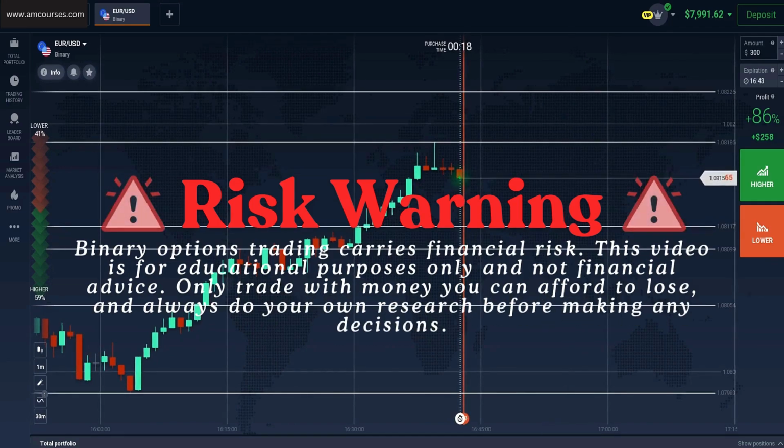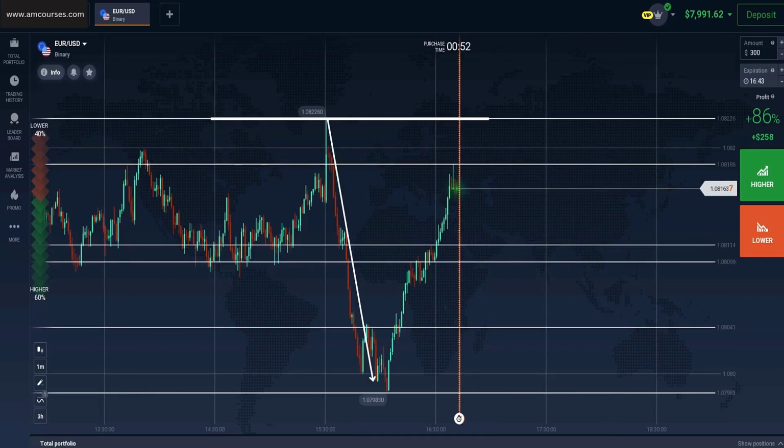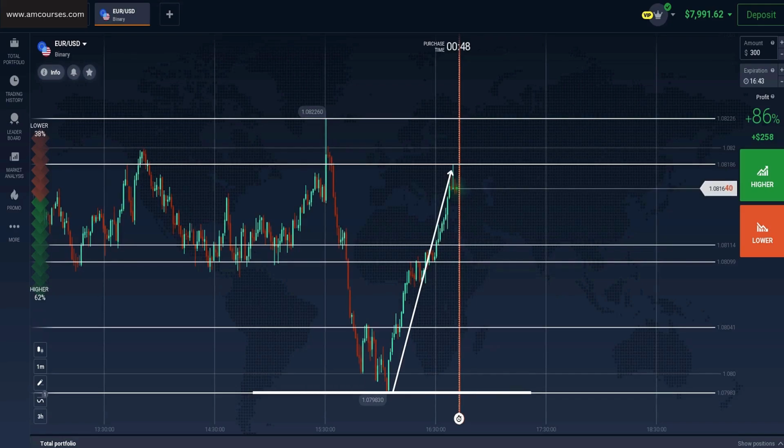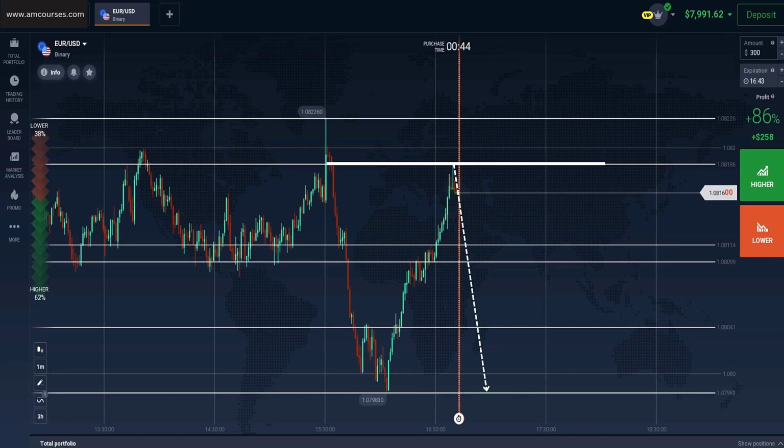Now, let's take a look at the chart. We see the price dropping from resistance and bouncing up from support, a clear pattern. Based on this movement, we expect another strong drop from the current resistance area. But before we take action, we'll wait for a clear signal confirming that the downtrend is starting.